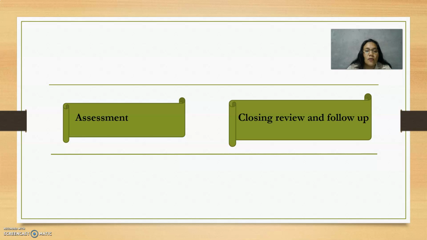Assessment. Students will be assessed in pairs with the matching activity, and solo when they describe their personalities using the new words.